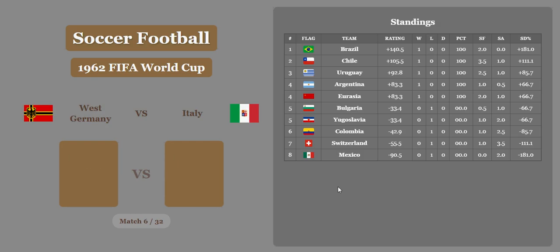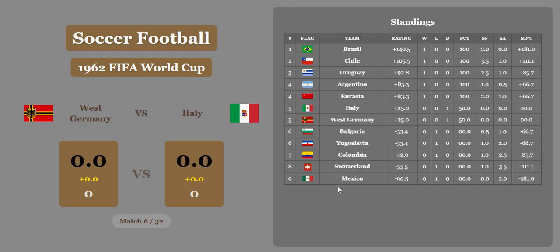Next match, Germany versus Italy. 0-0, and there's going to be no difference in the economics, or at least an insignificant one that can't be measured by these standards. So they're going to get a draw. They'll be tied in 5th place now.